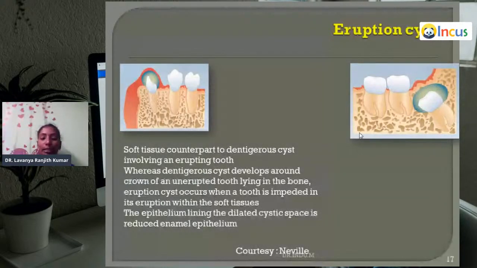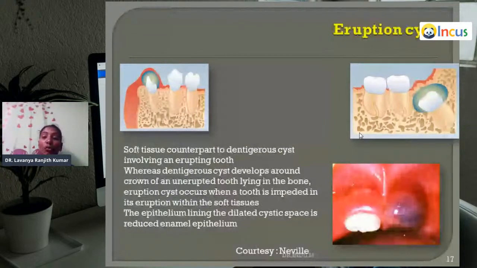So here they are saying the eruption cyst is a soft tissue counterpart of the dentigerous cyst, that means involving tooth eruption. A cyst is called a dentigerous cyst if the tooth is impacted within the bone. This is the clinical image showing a dentigerous cyst. Here there is a cyst development within the bone. This is the bone area, this is soft tissue. So this is a dentigerous cyst.